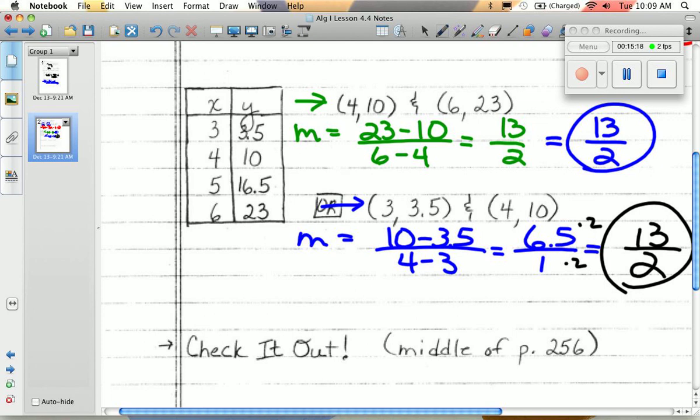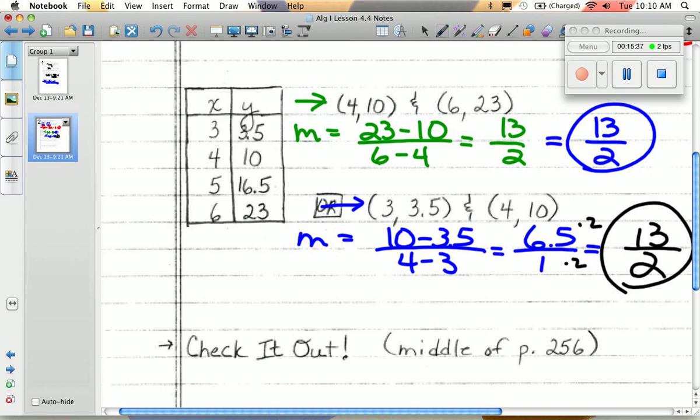That should happen all the time. When you get to pick any 2 points from the line, you better get the same slope as your neighbor who chose 2 other points. You both better get the same slope because it's the same line. It can't have a different slope. That would mean it has a different steepness. That would mean it might have a different direction it's going.